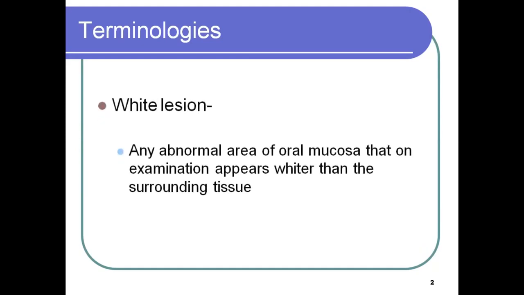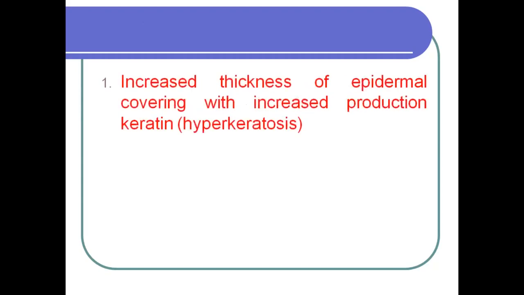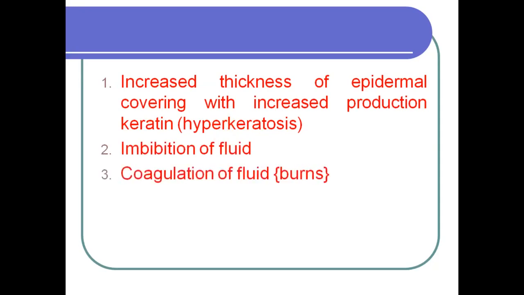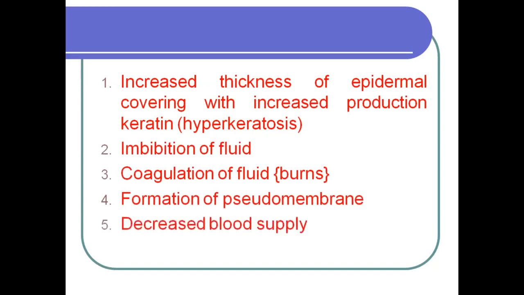So basically, a white lesion is an abnormal area of oral mucosa which is appearing whiter than the surrounding tissue. Okay, so it appears a little bit whiter than the adjacent tissues. So why is this white lesion forming, or why does it look whiter compared to the surrounding mucosa? It is because of hyperkeratosis, that is increased thickness of epidermal covering, or it could be due to the imbibition of fluid and coagulation of fluids and formation of pseudomembrane, and there will be a decreased blood supply.